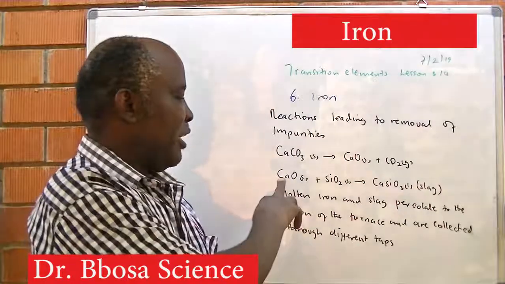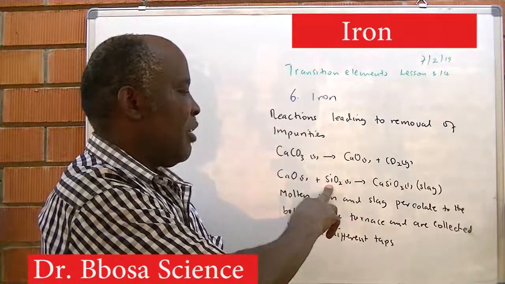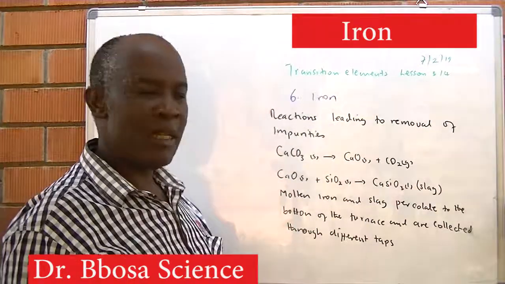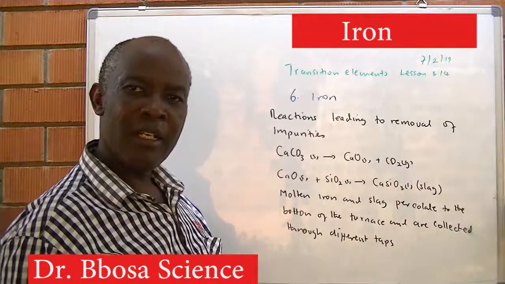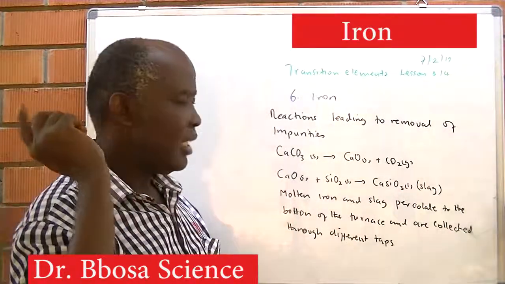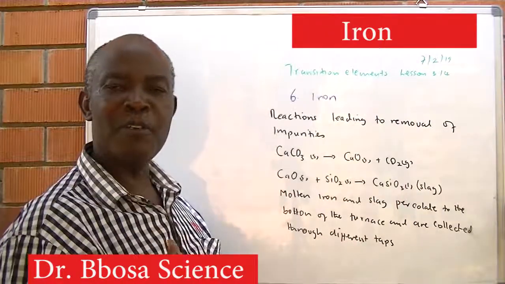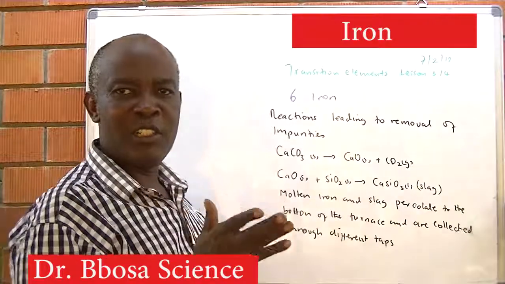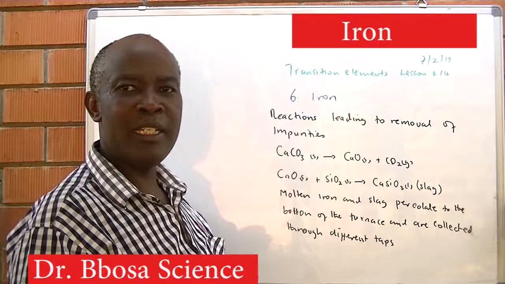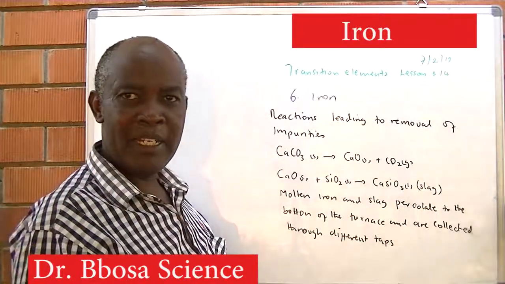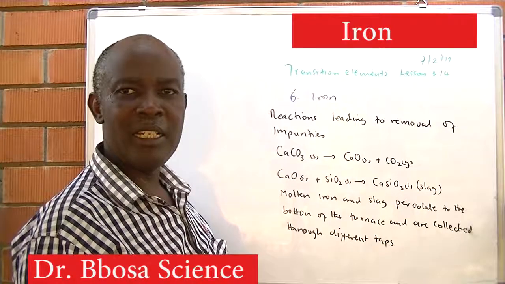Then calcium oxide formed reacts with silicon dioxide to form calcium silicate or slag. Both molten iron and slag will percolate to the bottom. Slag floats over iron and can be collected separately using separate taps.